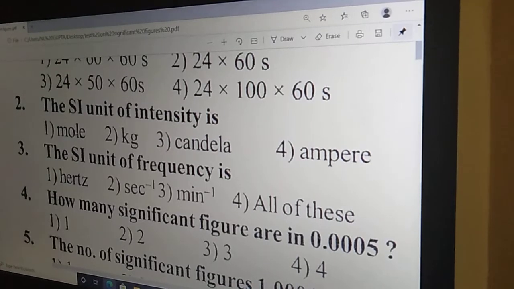Now, how many significant figures are there in 0.0005? Okay, so dear student, come on the board and try to write down the answer.